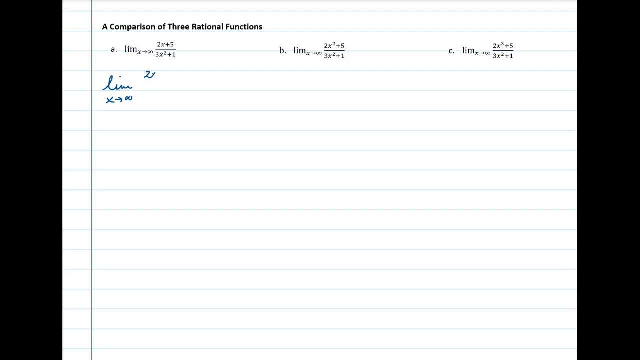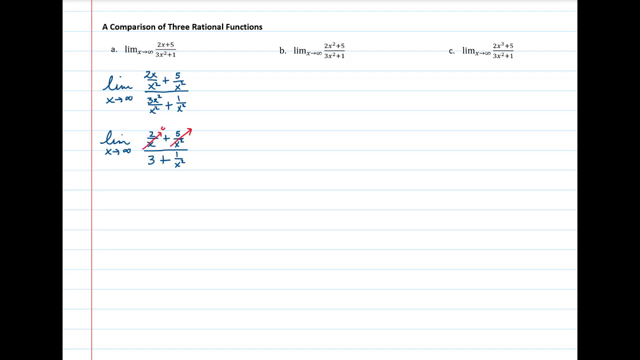So to evaluate these limits, we're going to use a standard trick in algebra, where you divide each term by the largest power function. In this case, notice how the largest degree is 2. We're going to divide each term by x squared. When we do that, we get 2x over x squared, which simplifies into 2 over x, plus 5 over x squared, all that over 3x squared over x squared, which simplifies into a 3, plus 1 over x squared.